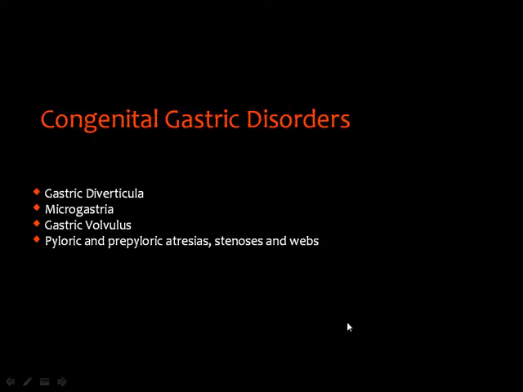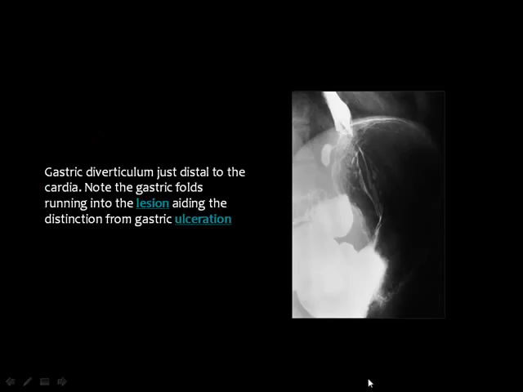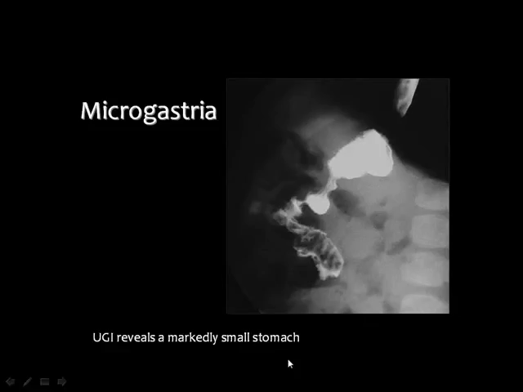The congenital gastric abnormalities will include diverticuli, microgastria, gastric volvulus, and atresia affecting the pyloric region or the pyloric area. Then this is a simple example of a gastric diverticulum, which is clearly different from gastric ulcer, considering that normal mucosa is going inside the diverticulum itself.